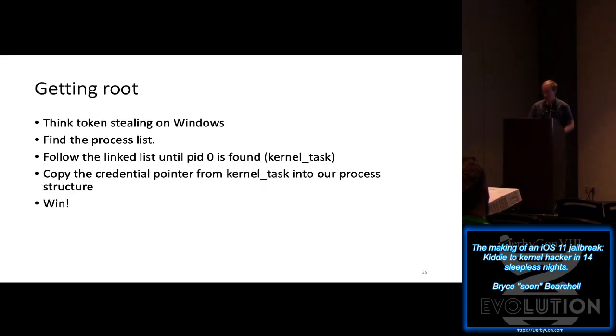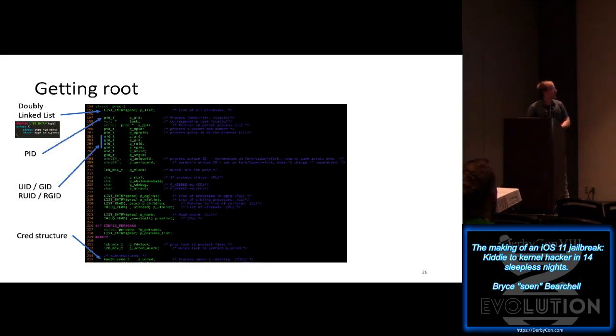We'll break it down. So getting root is super analogous to token stealing on Windows. On Windows, you iterate through the processes and you grab the credentials out of the EPROCESS struct in process 4, which is System. We do the same thing. We just look for the kernel task, and then we copy their credential pointer. We're root. So you think, okay, this is kind of gobbledygook.